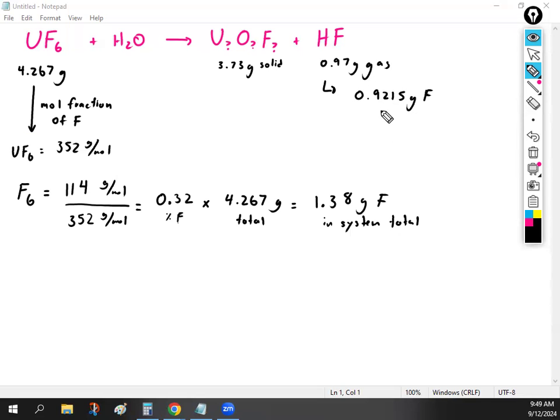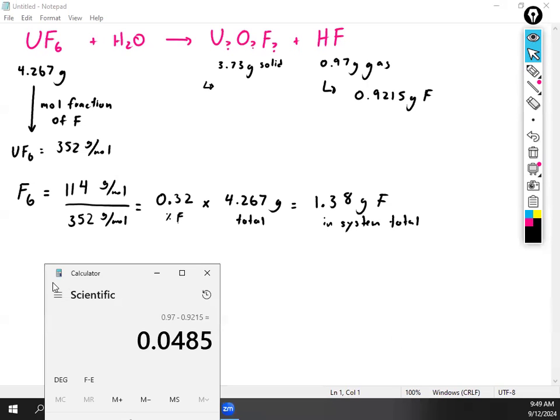All right. Do you guys all see that in the previous section? So if you know that you have a total of 1.38, and 0.92 is inside of the gas, how do you find the one in the solid? Yeah, you just subtract, exactly. So subtract that for me, and that'll get you your fluorine inside of the solid. You should get about 0.4585.